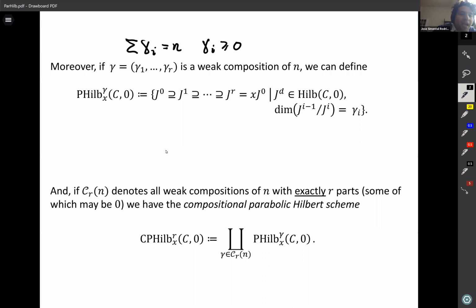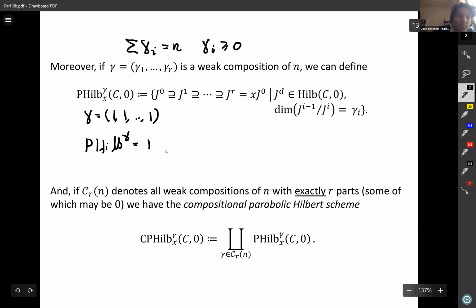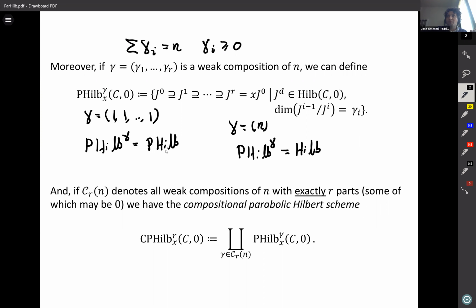So for example, if gamma here is just 1, 1, 1, all ones, then this PHilb gamma is just the PHilb I had before, because the codimension of each one in the previous is 1. And when gamma has a single part, which is equal to n, then this parabolic Hilbert scheme, PHilb gamma, is just the usual Hilbert scheme, because I just need to choose one ideal, and the next one will be x times the ideal I had before.